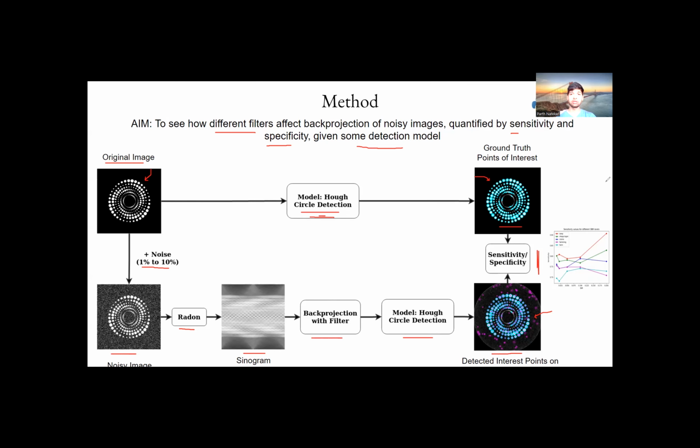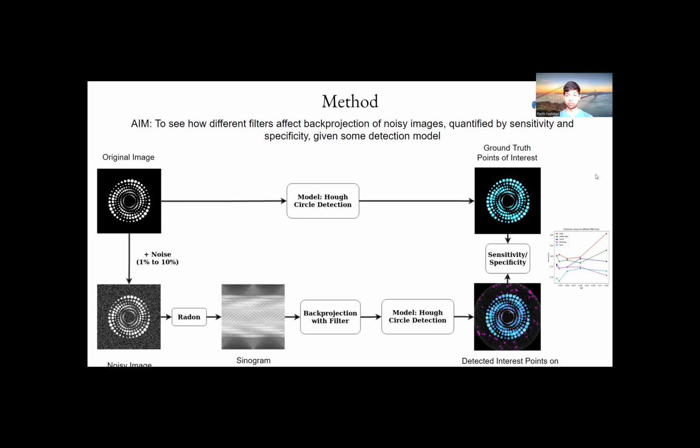So broadly, this is our method, and this is meant to simulate a real world situation where you have some CT image, you have certain artifacts in that. You reconstruct that CT image from the sinogram using, let's say, a ramp filter or a Hamming filter, and you want to see what effect that filter has on certain interest points in your image, given that your image or your imaging process has some noise. So each filter is going to affect these interest points and noise differently, and you want to quantify this.